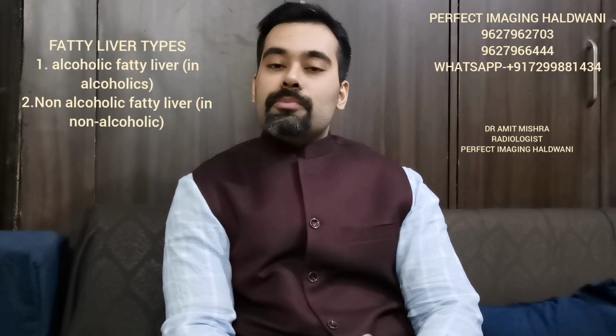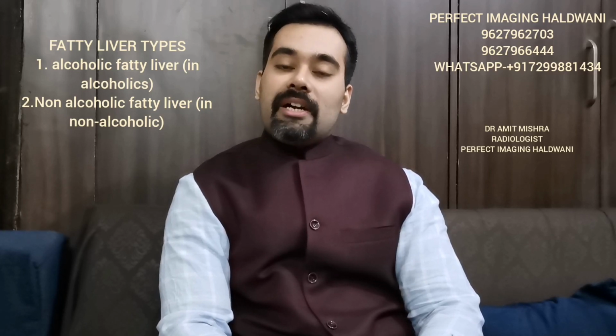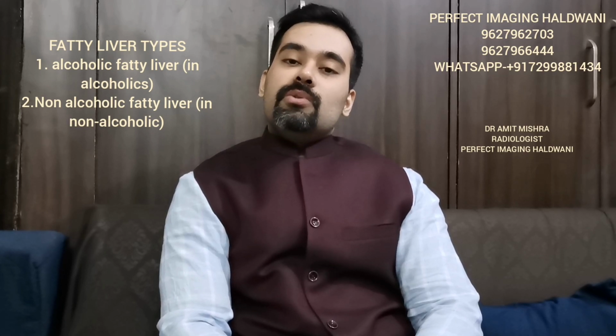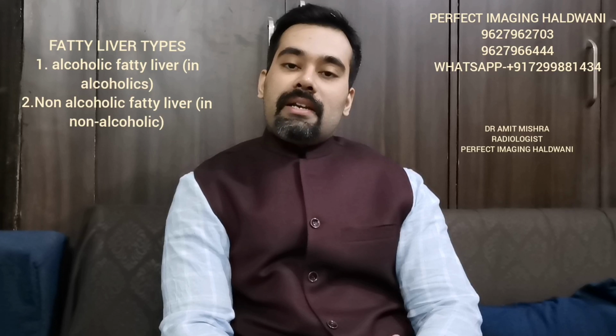So fatty liver, as the name suggests, means deposition of fat in your liver. The liver has normal cells, and if there is fat deposition, then there is a risk that the liver function might go down. It can occur in two groups of people. One who consume alcohol, the alcoholic group, so it is called alcoholic fatty liver, and the other group in which there is no alcohol consumption, those people who do not consume any alcohol. This is called non-alcoholic fatty liver. So these are the two groups in which fatty liver can occur.